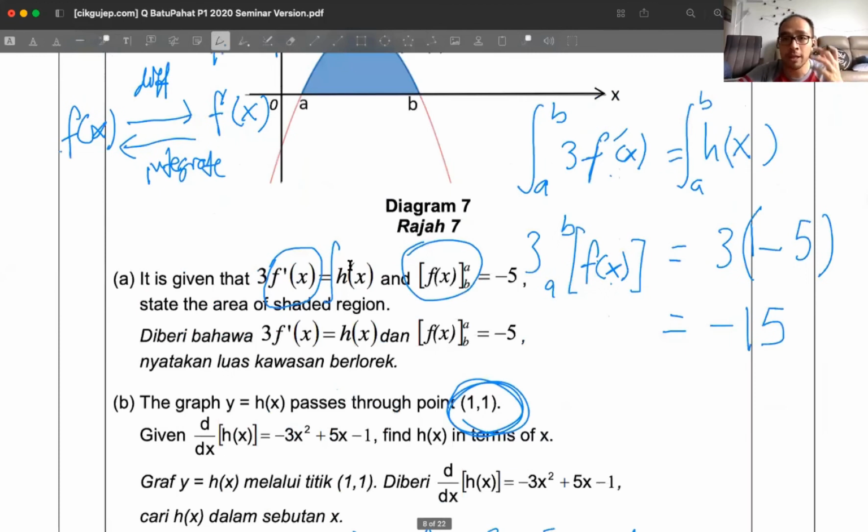And I want to mention that in paper 1, we must be flexible. Don't think about the equation, think about the concept. The concept is that integration and differentiation have an inverse relationship. We need to understand how it works.